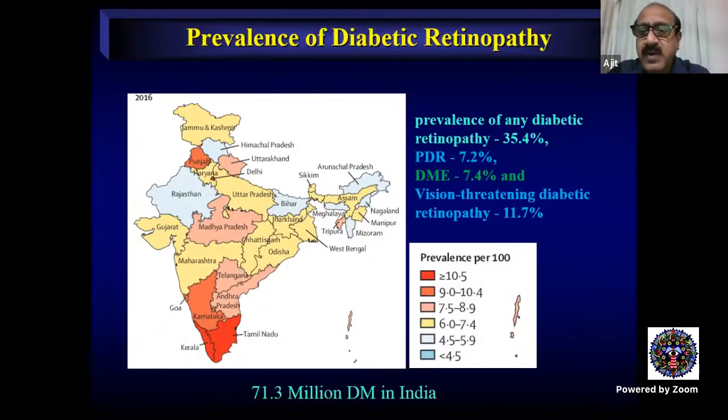If you see the overall prevalence of diabetic retinopathy among diabetics is 35%, and the PDR is 7%, DME is 7%. Vision threatening diabetic retinopathy is 11.7%. This is because PDR and diabetic macular edema combined give this higher percentage.